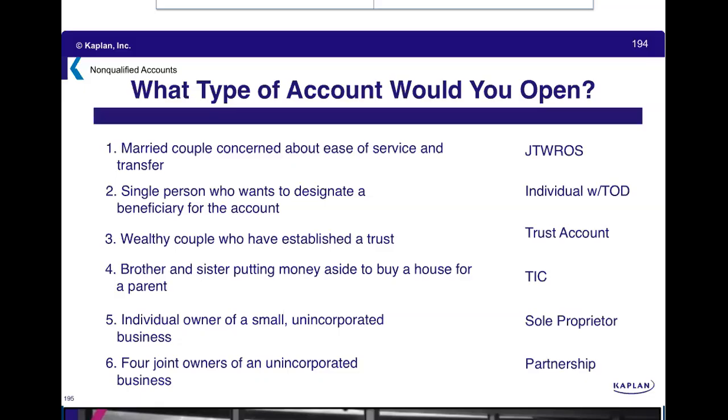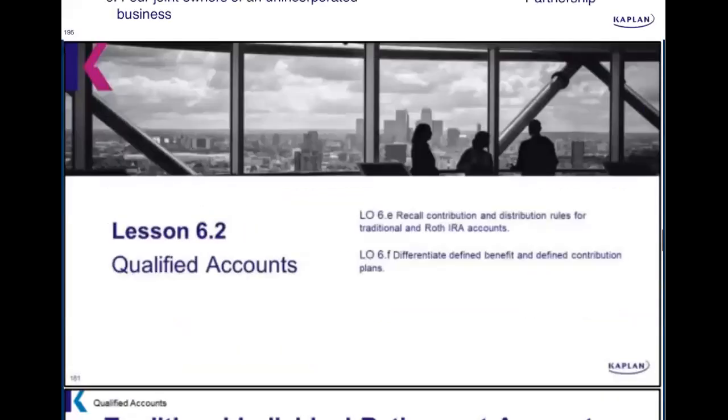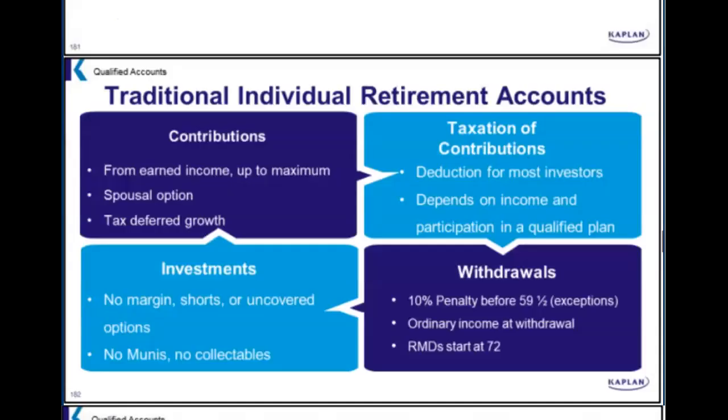So you see, you just take the details of each one of these different types of accounts, and it'll assist you in knowing which one would be appropriate to open. Then we get into our qualified accounts. We're going to start out talking about our IRAs, our individual retirement accounts, starting with our traditional IRA.